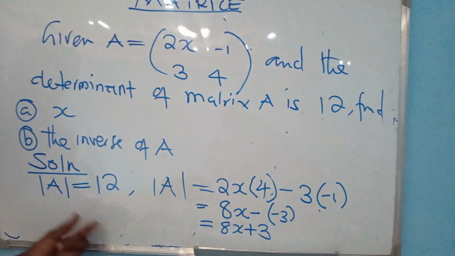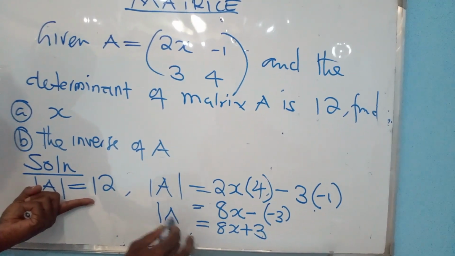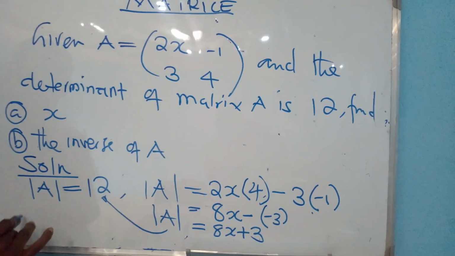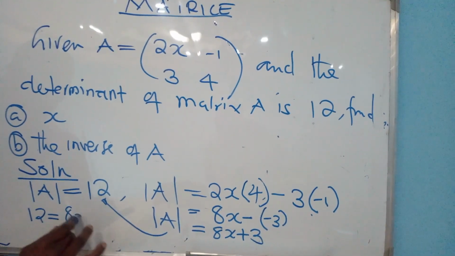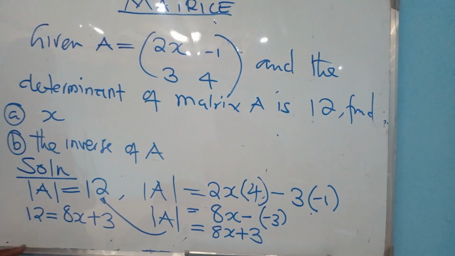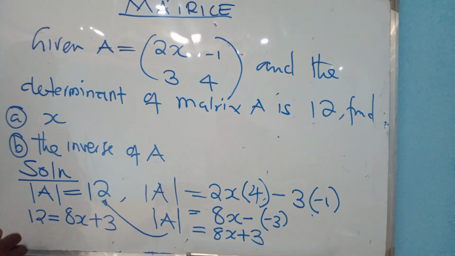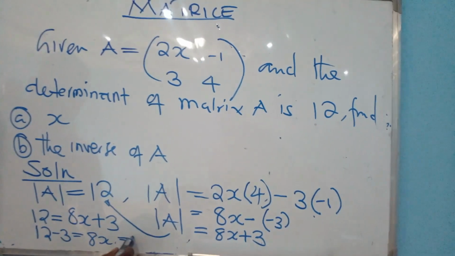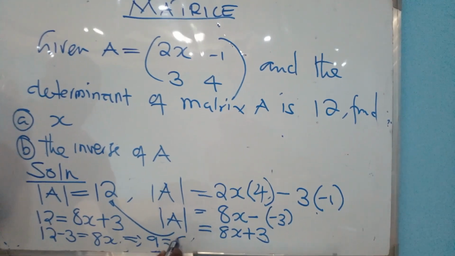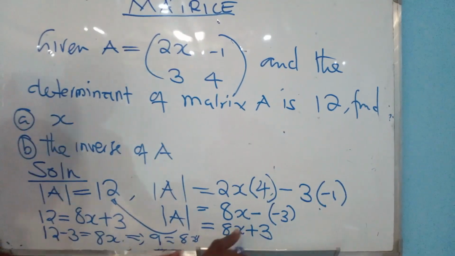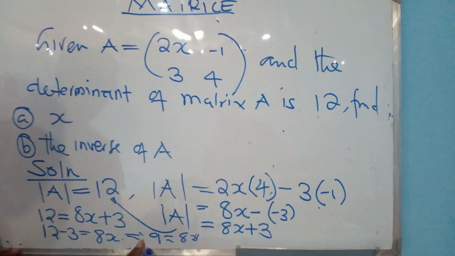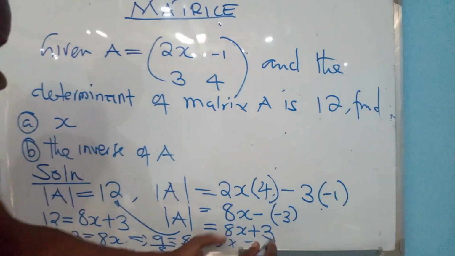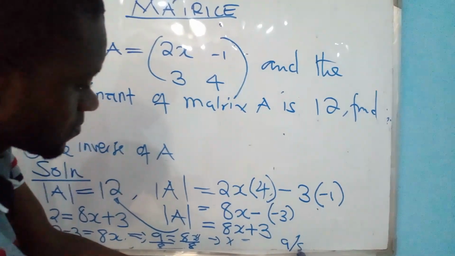Now, remember that our determinant is given, meaning where there is this determinant, we know what to replace. So we are going to say 12 equals 8x plus 3. Collecting like terms, 3 is positive, so it comes to this side. We are going to have 12 minus 3 equals 8x, which implies that 9 equals 8x. Now we divide by 8 on both sides, so that x is equal to 9 over 8.